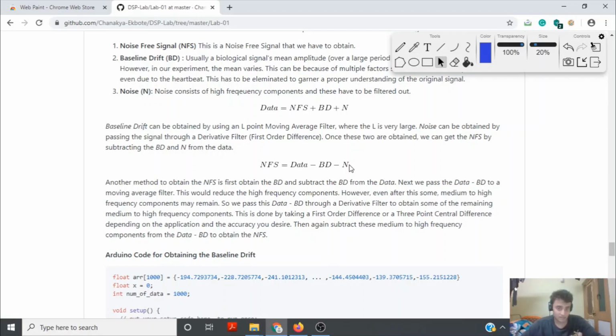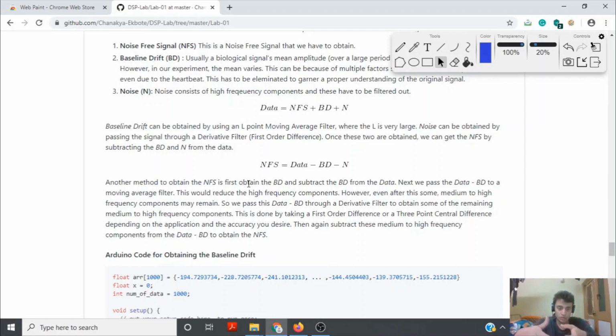So an extreme method of filtering this is, first you take the data and subtract the baseline drift. So your statistical parameters are perfect, your mean is perfect. Now we pass this data minus baseline drift to a moving average filter. What does that give you? That gives you a signal that has gone through a low pass filter, and all you have are low frequency components along with medium frequency components. But let's assume you want to remove these medium frequency components also.